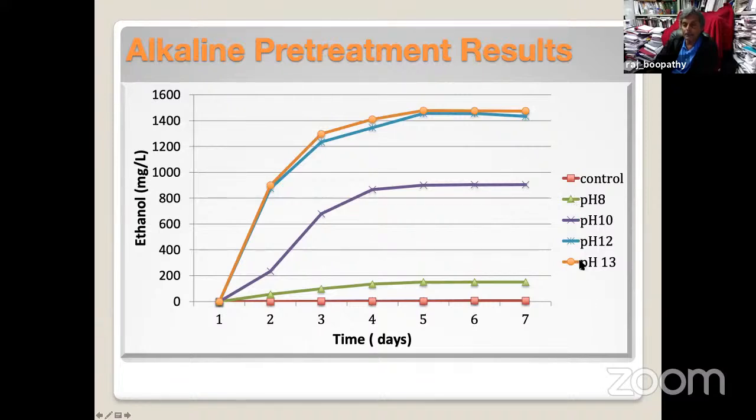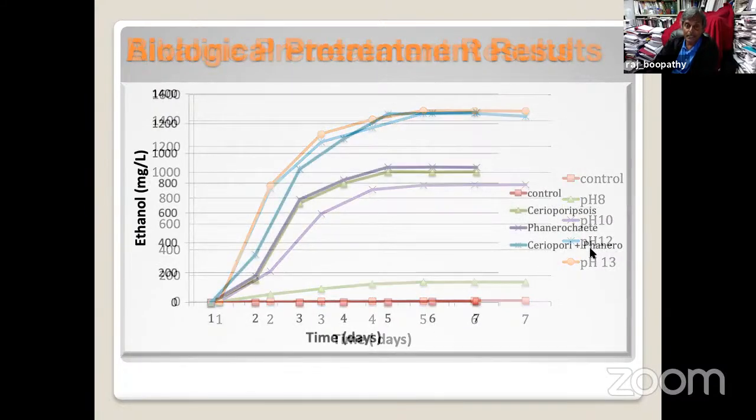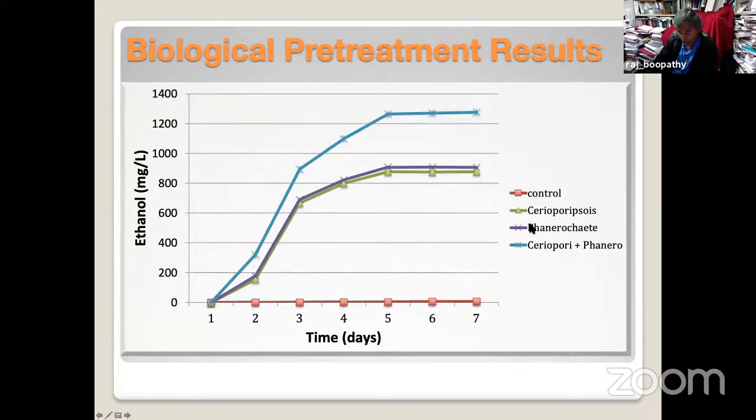And if you look at pH 13 and 12, there is no statistically significant difference in yield. So pH 12 worked as well as pH 13. And here is the fungal enzyme. So here is a white rot and brown rot, and you put them all together. When you spray the biomass with both Ceriporiopsis and Phanerochaete, you produce more ethanol compared to treating them individually with this fungus, okay?